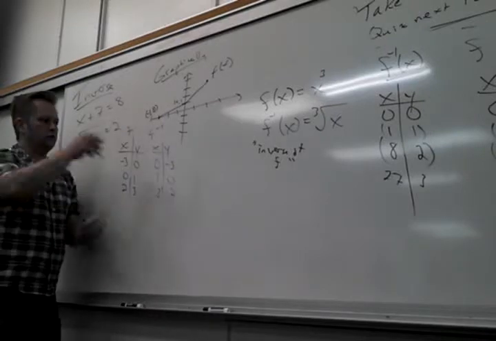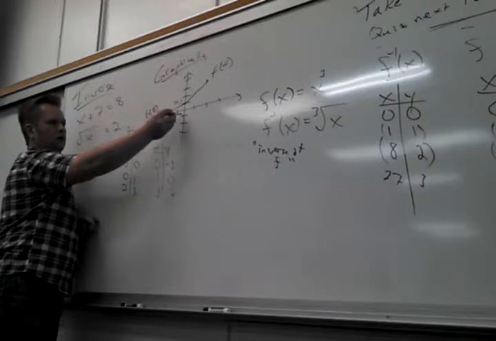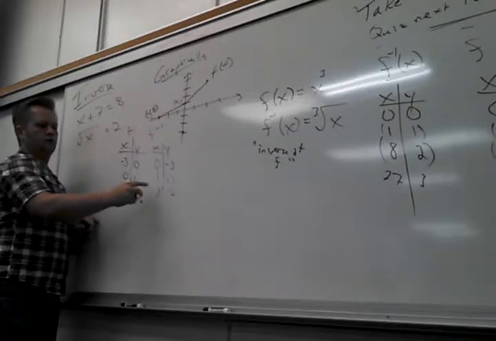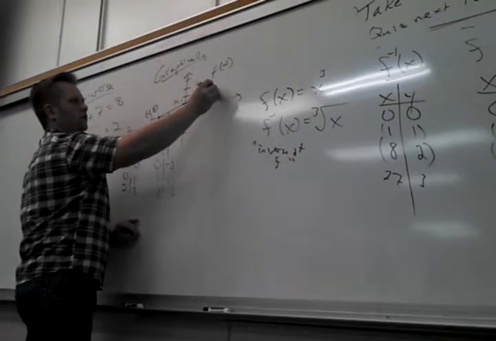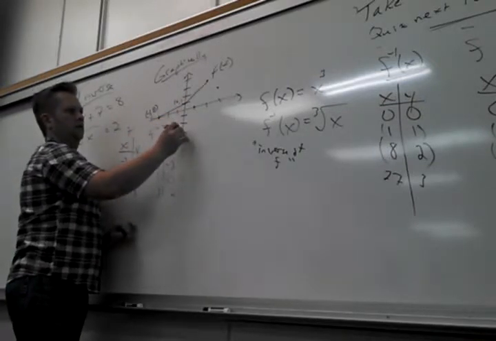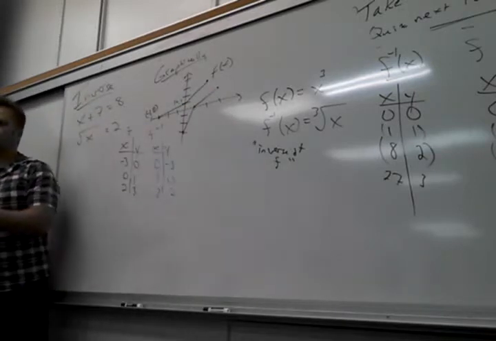So then how would I graph it? I just plot those reverse points. So how do you plot the 0, negative 3 would be there. 1, 0. There. 3, 2. So they're never going to touch. They would touch if they went through a certain line.